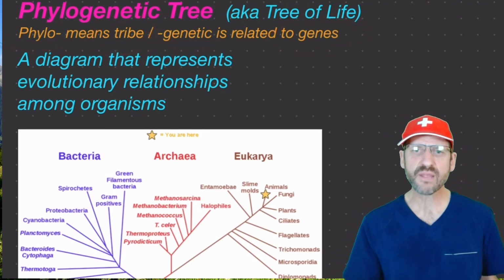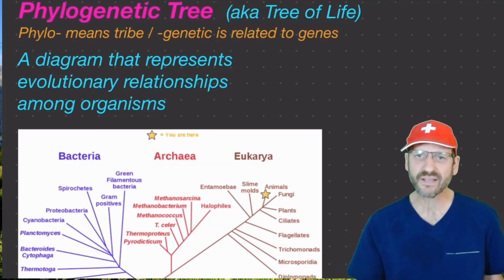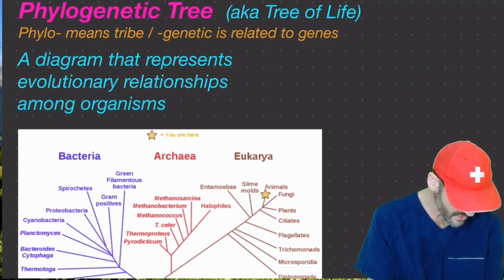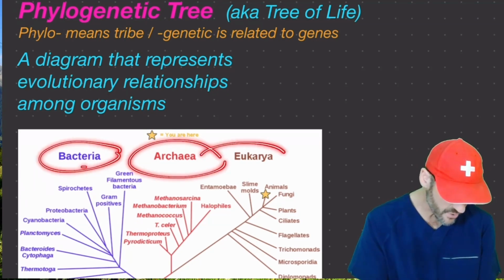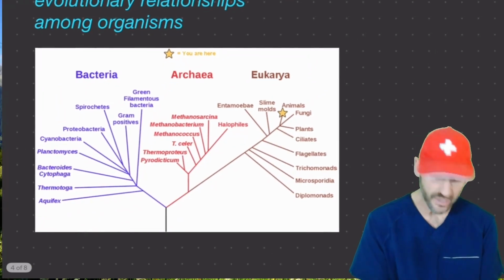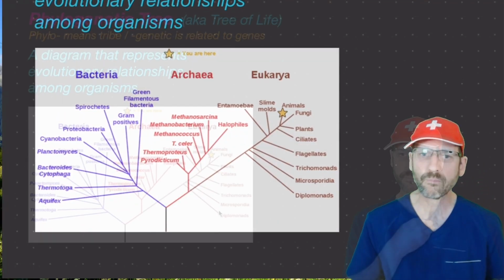You've got three major domains: archaea, bacteria, and eukarya, all splitting from a single point. See here, you got the three domains. You got the archaea, the bacteria, and the eukarya. And down here, you can see that single point where they all come from, and they split up.